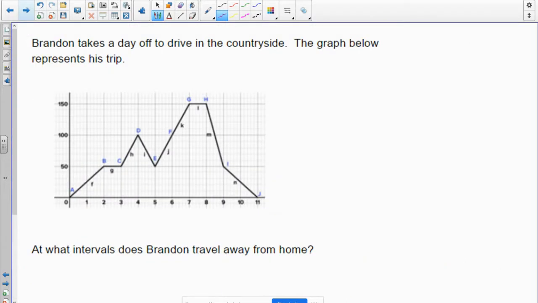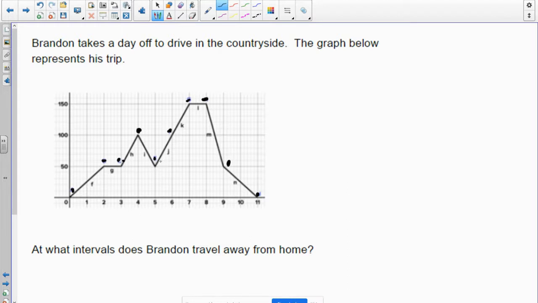And we'll look at our last example. It says Brandon takes the day off to drive the countryside. The graph below represents his trip. Okay, and we're going to use the letters below. So I don't want you to pay attention to these capital letters. We're going to use kind of like we did last time. So he's driving the countryside. So on F, he's going away and then he must take a break, and then he's going faster away, but then he turns around, he's coming closer, because now he's only 50 kilometers, or whatever we're measuring in.